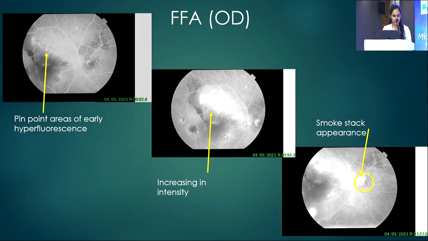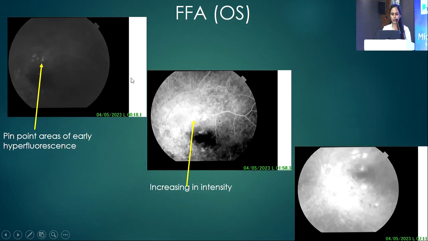An FFA was performed. This is the FFA of the right eye, which shows early pinpoint hyperfluorescence, which increased as the FFA progressed, and the intensity and the size increased. In fact, if you see nasal to the disc, you can also see a kind of smokestack appearance. The left eye also, although not as much as the right, showed pinpoint areas of hyperfluorescence increasing in intensity and size.